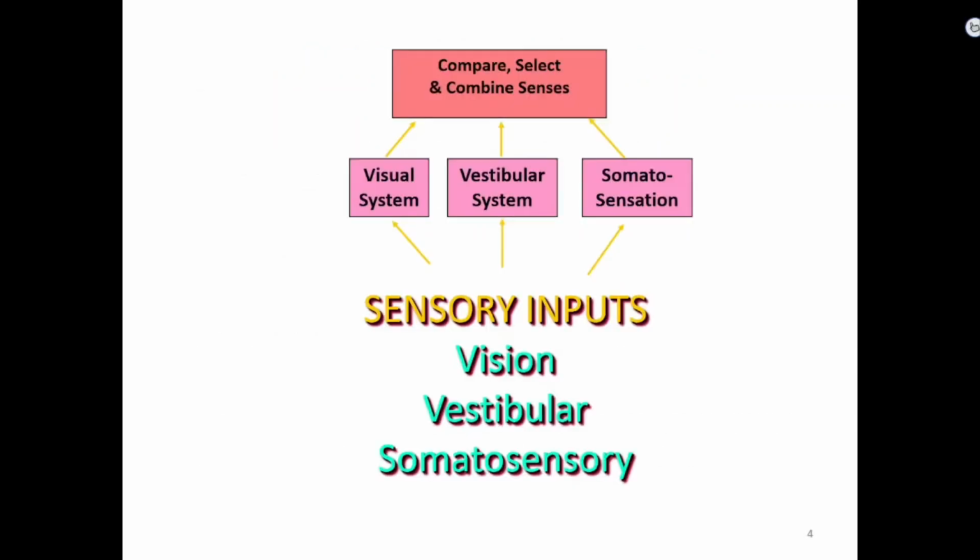So this is just a diagram showing you that all these three sensory inputs, visual, vestibular, and somatosensory, are going to come together to give you a spatial orientation, and they overlap with each other so that you can compensate for deficiencies of one system with the other.